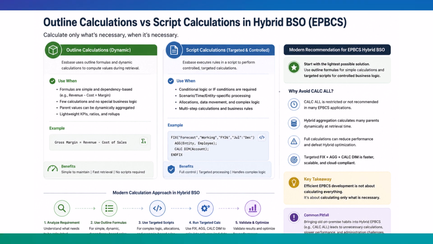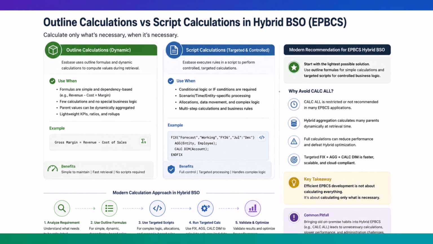We explored how Essbase determines calculation order and how CalcDim gives you explicit control over the sequence. Now let's zoom out and answer a bigger question. When should you rely on outline calculation and when should you write a custom calculation script in a modern hybrid BSO cloud application? This is one of the most important design decisions for an EPBCS developer because calculation strategy directly impacts performance, scalability, and maintenance.